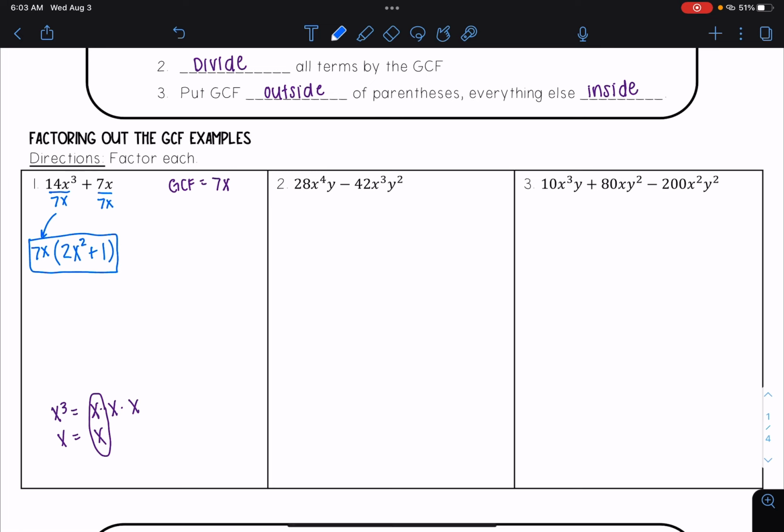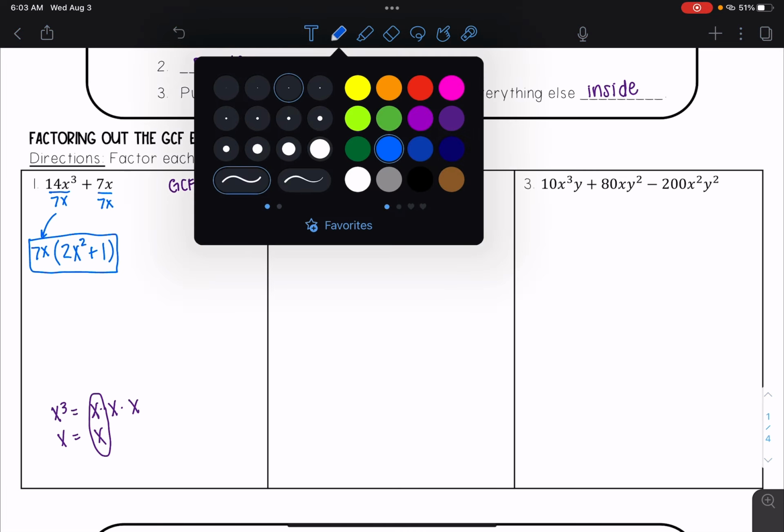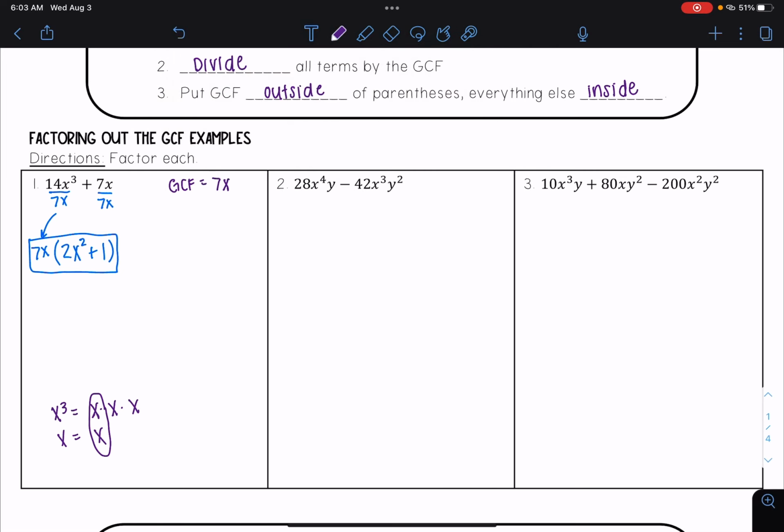And we can always check our work by multiplying this back in. When I do 7x times 2x squared, I get 14x cubed. 7x times 1, I get 7x, so I'm good. Okay, let's look at another one.